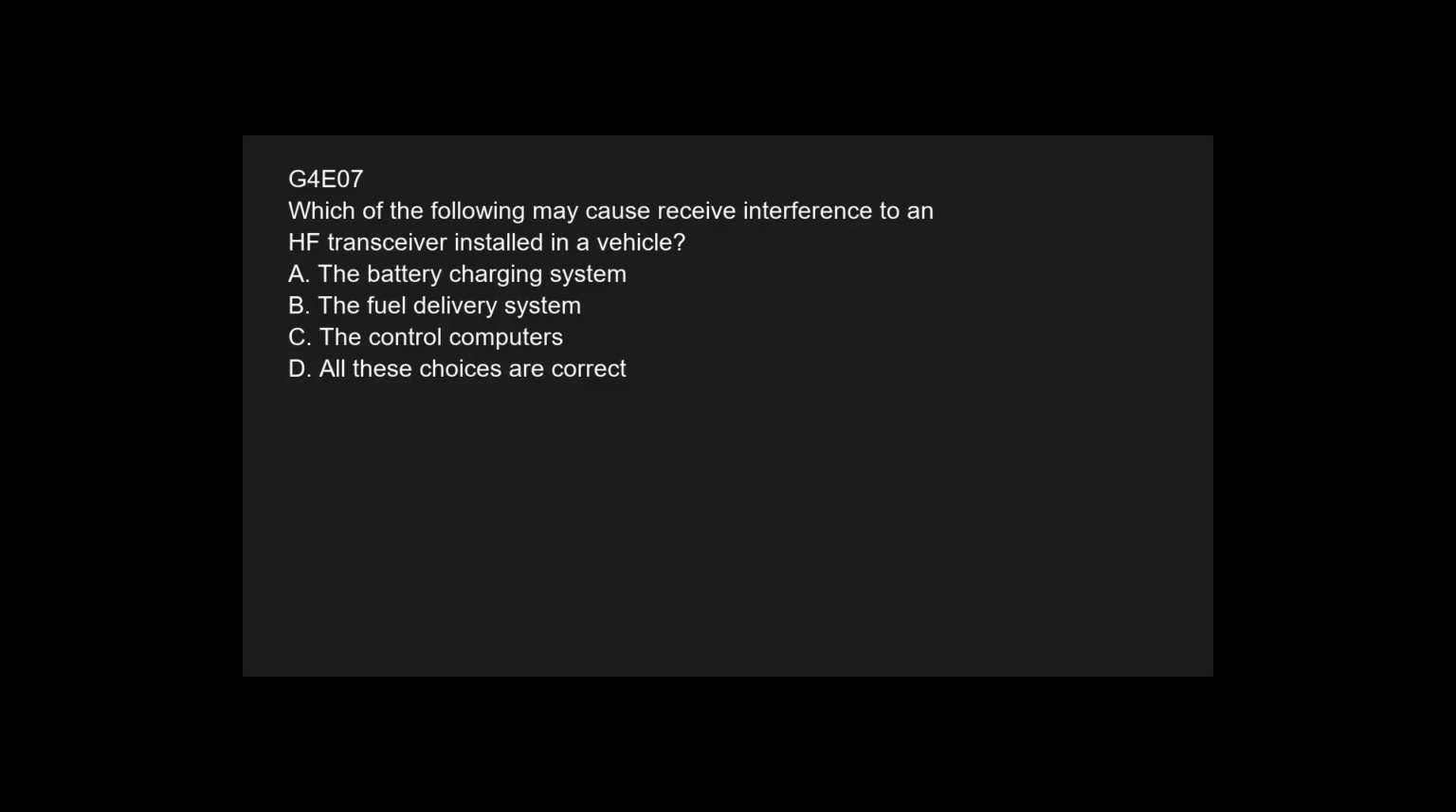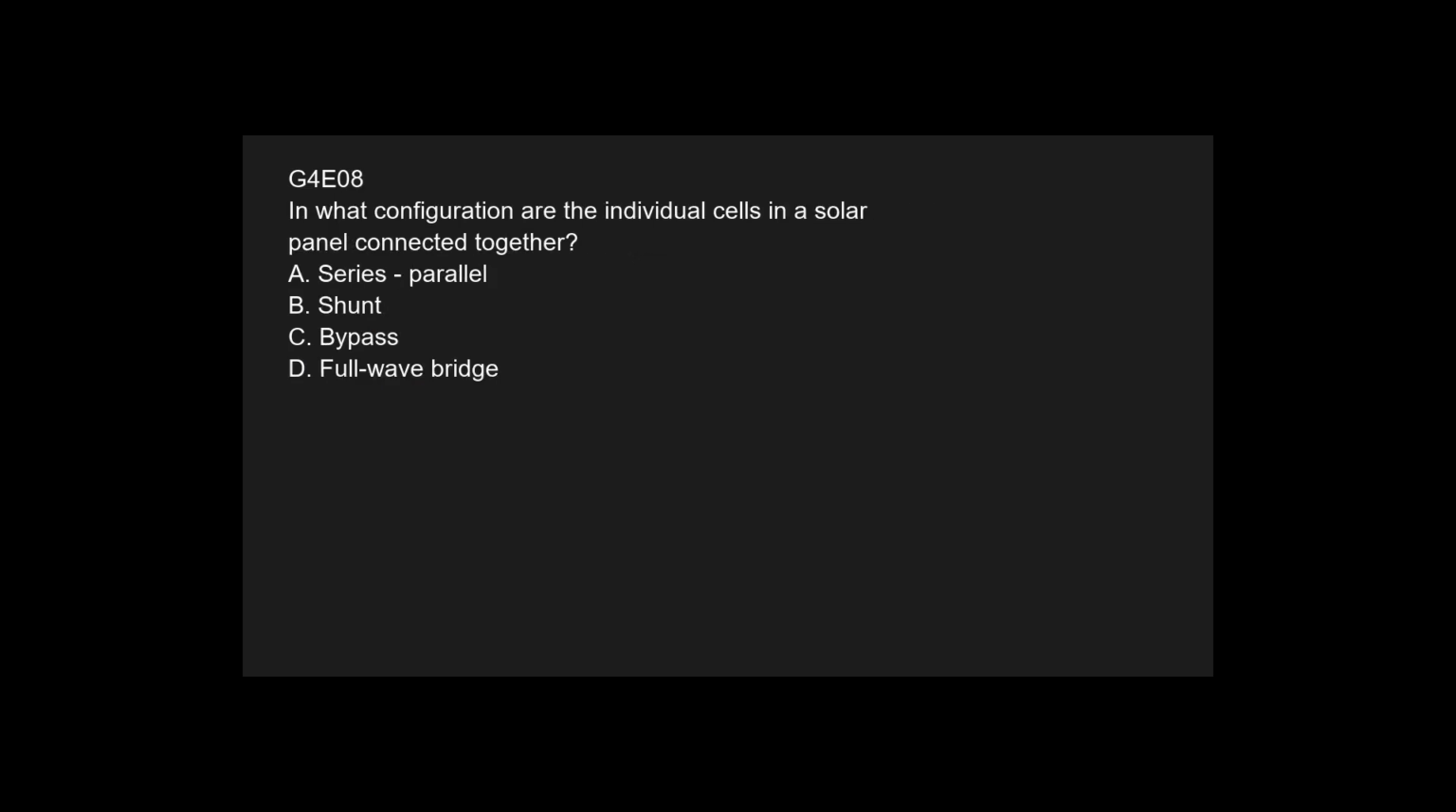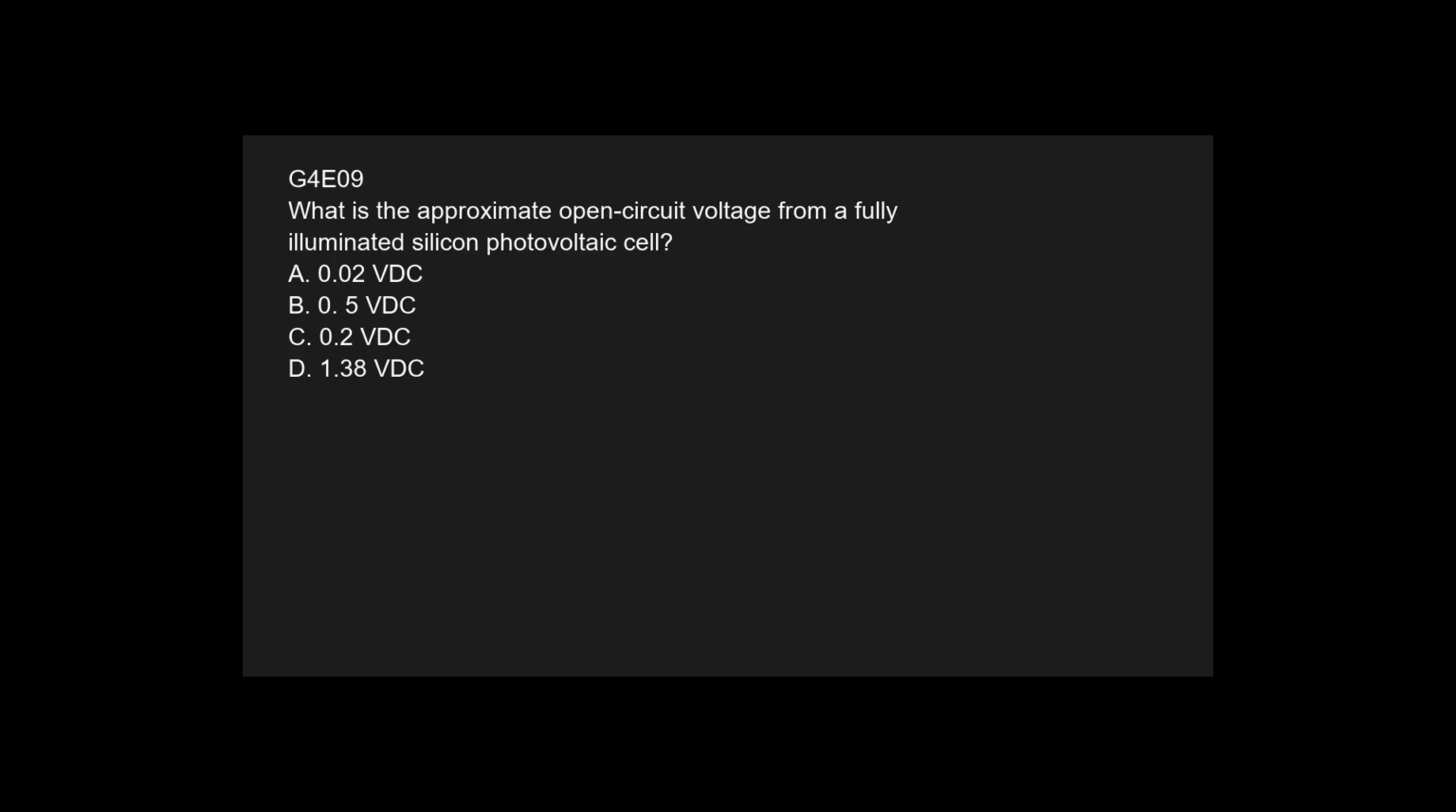Question: which of the following may cause receive interference to an HF transceiver installed in a vehicle? The correct answer is D. All these choices are correct. Question: in what configuration are the individual cells in a solar panel connected together? The correct answer is A. Series, parallel. Question: what is the approximate open circuit voltage from a fully illuminated silicon photovoltaic cell? The correct answer is B. 0.5 VDC.